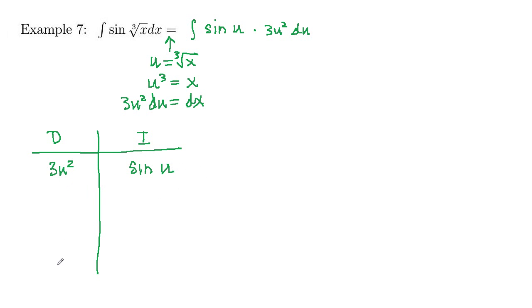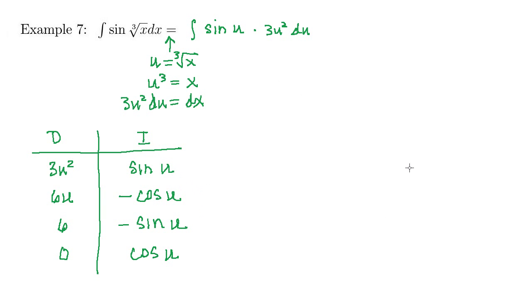And so I'm going to differentiate this down to 0. So differentiate once, I get 6u, then 6, then 0. I do repeated integrals on the sine. So integral of sine is negative cosine u. Integral of negative cosine u is negative sine u. And integral of negative sine u is cosine u. And you can check by going back the other way. If you start with cosine, the derivative is negative sine, then negative cosine, then sine again.